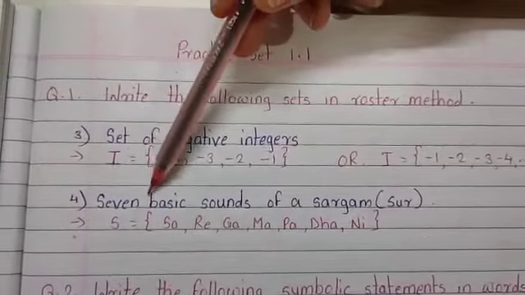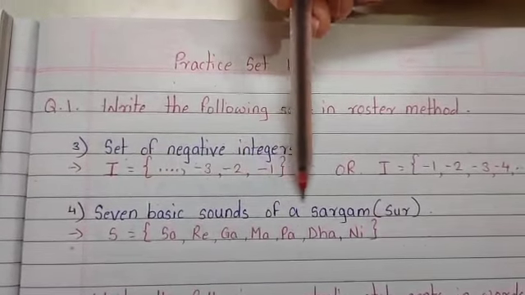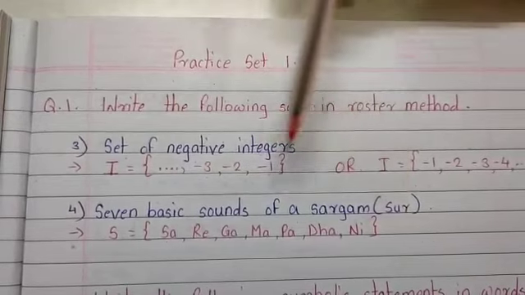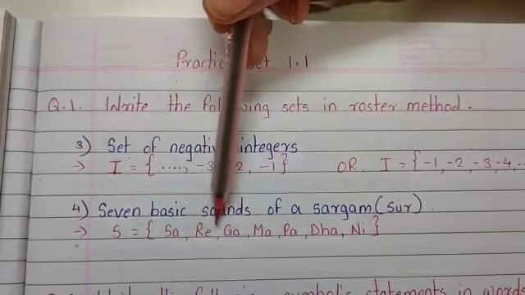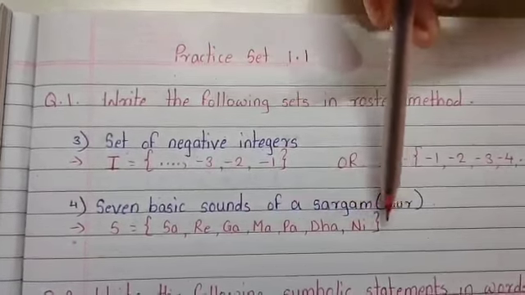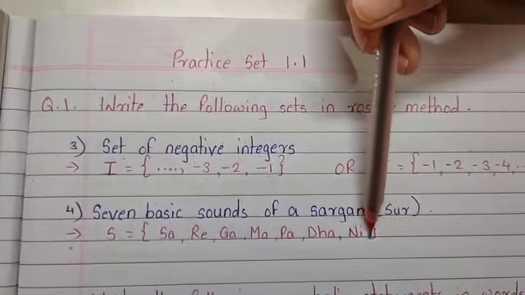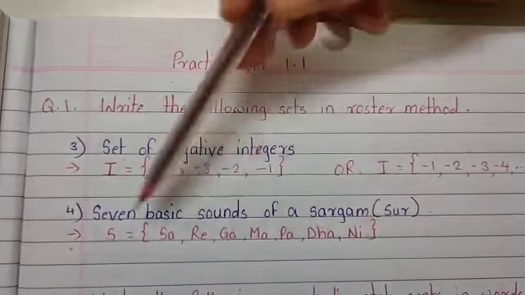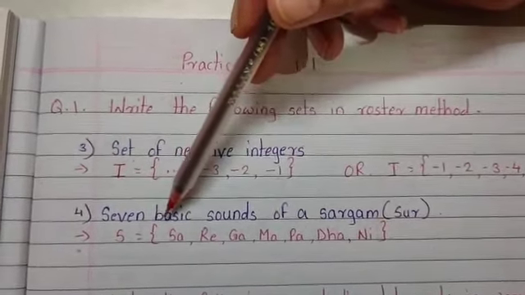Fourth one is 7 basic sounds of a sargam, that is also known as sur. So we know that sa, re, ga, ma, pa, dha, ni, and you should not repeat the sa again here. There are only 7 sur in the sargam.